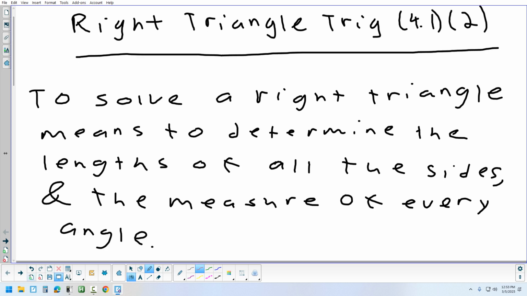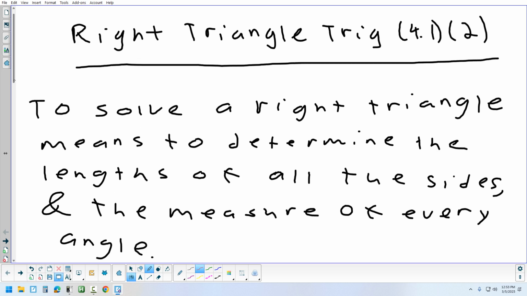Now, one thing we already know is we're working with right triangles. So that means we already know that one angle in every triangle is 90 degrees. So that's one thing we don't have to find. In order to be able to find the information that is missing, I have to give you something to start with. There are 2 different types of situations I could give you.